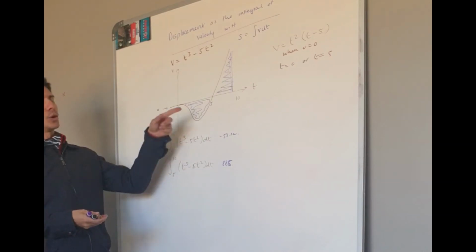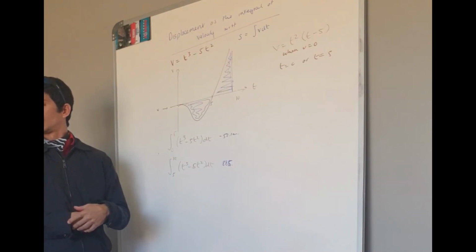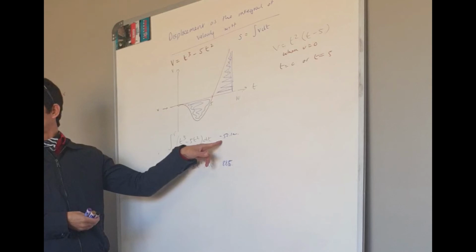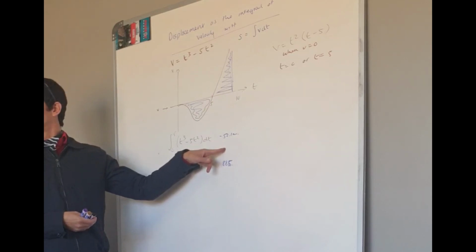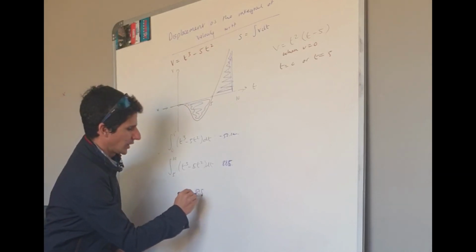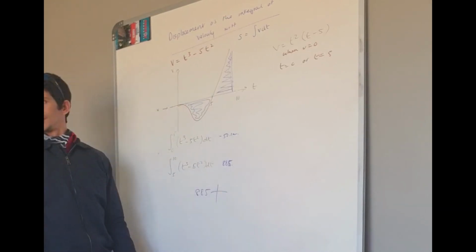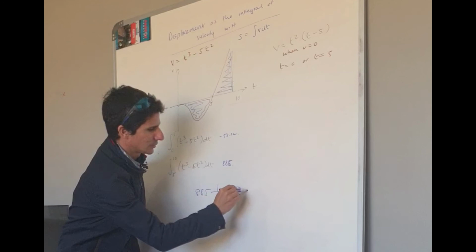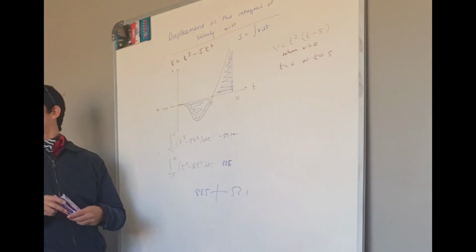So when I want to work out the area, do I care that this is negative? So what do I do to it? Make it positive? I just make it positive. You are now positive. Yes, so that's unsigned area.